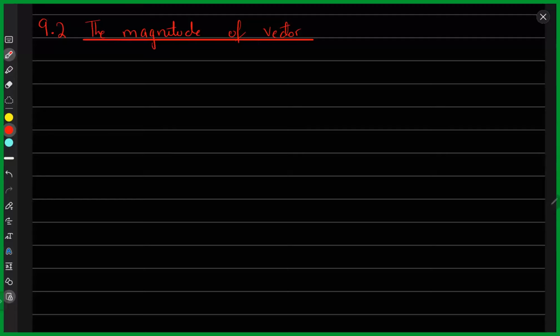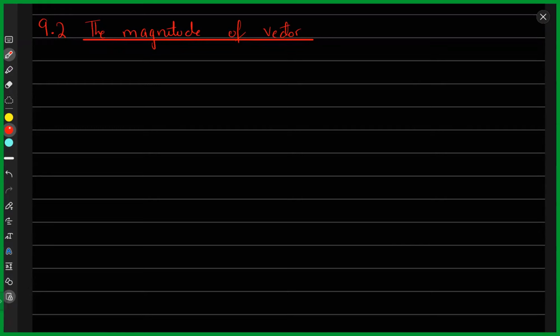All right. Now, obviously, we have been talking about vectors, and we know we have two types of vectors. It could be a two-dimensional vector. It could be a three-dimensional vector. It totally depends upon the scenario. And for both the cases, we'll see how to find the magnitude of the vector.